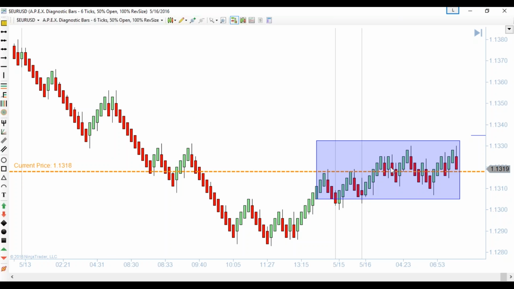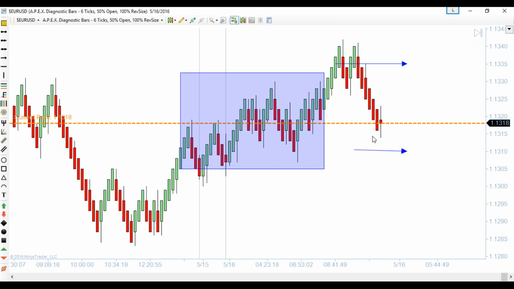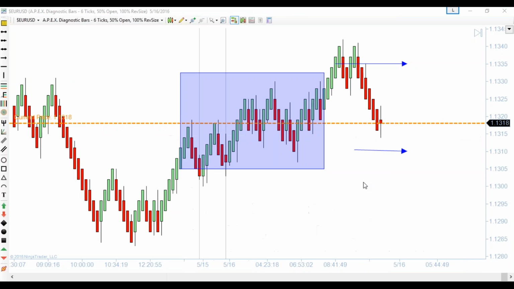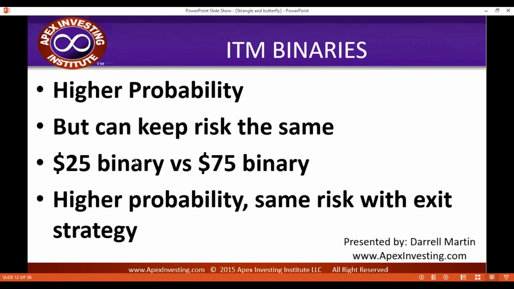Okay, and it's called a butterfly. Everybody understand the concept of that, where we're wanting the market to expire between a range and win on both sides. Okay, so in the money binaries have a higher probability. Why? Well, because like I just showed you, the market can go up, it can go flat, or it can come down, but as long as it doesn't come all the way down, I've got a few options there. So it's giving me a little higher probability with the in the money binaries.